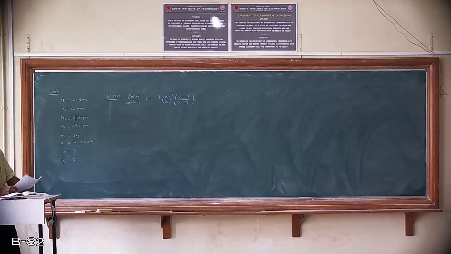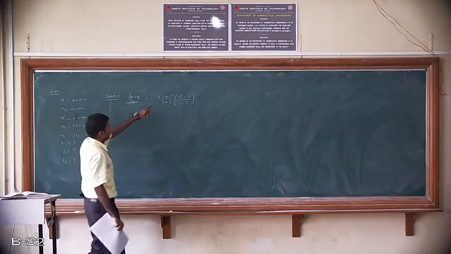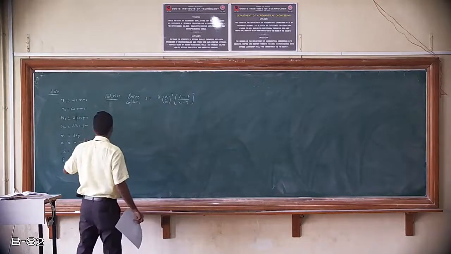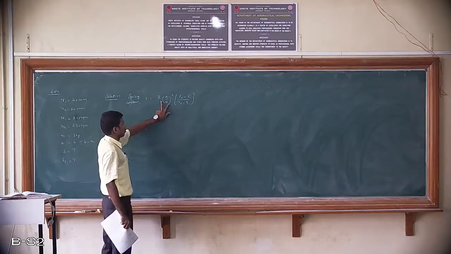To get the solution for the spring constant, we should have all the values so that we can substitute into the governing equation. If I observe the equation, the A and B values are known because A is equal to B, so this becomes 1.